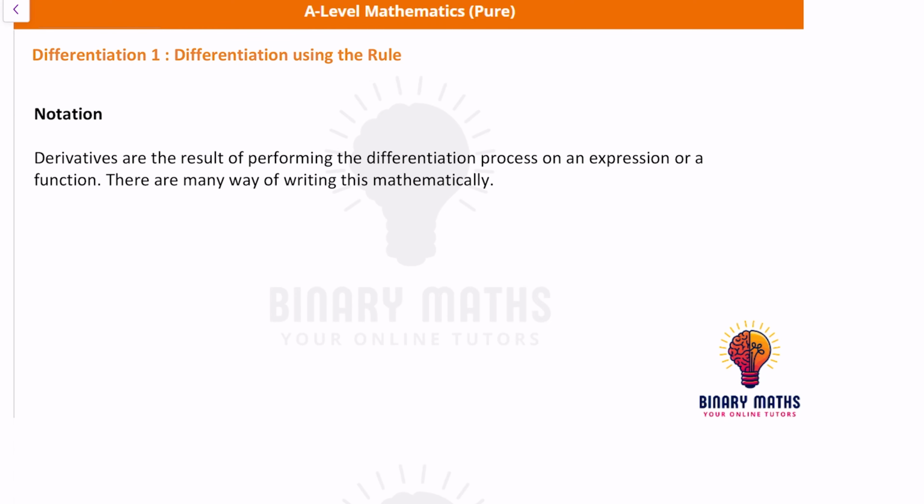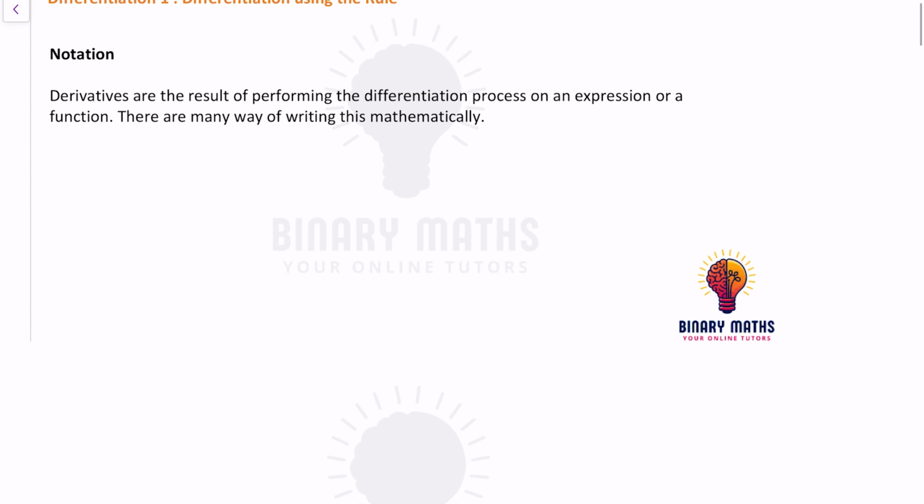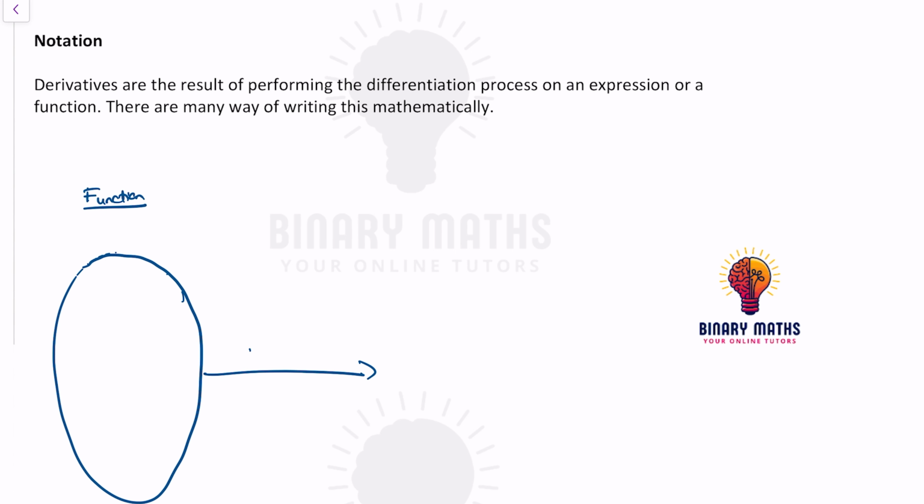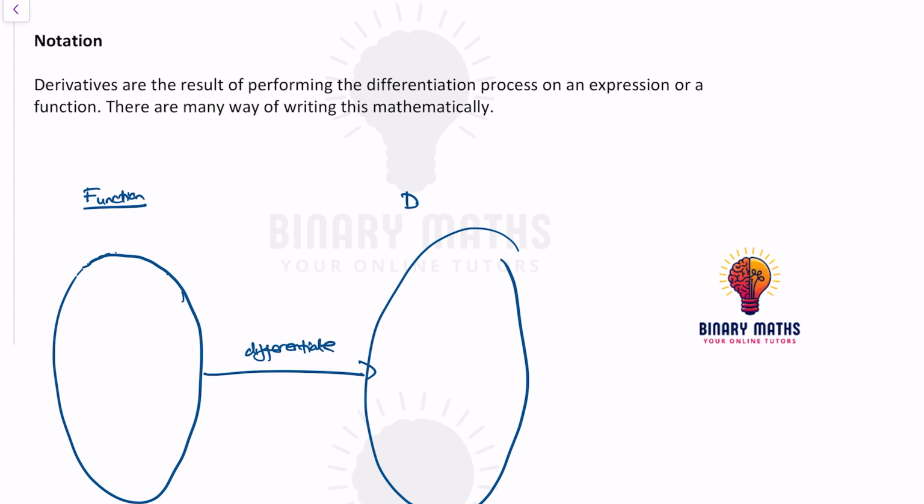This video is about differentiating expressions and functions using the rule for polynomials. Derivatives are a result of performing the differentiation process on an expression or a function. So what we normally have is a function, that can be expressed in different ways. We differentiate it, and then we get what we call the derivatives or the gradient function.